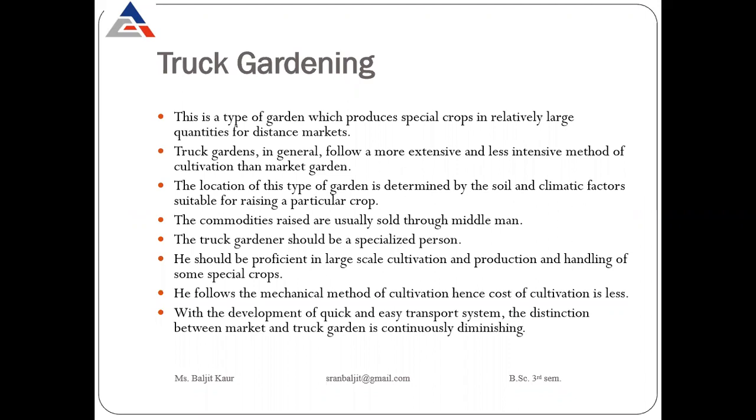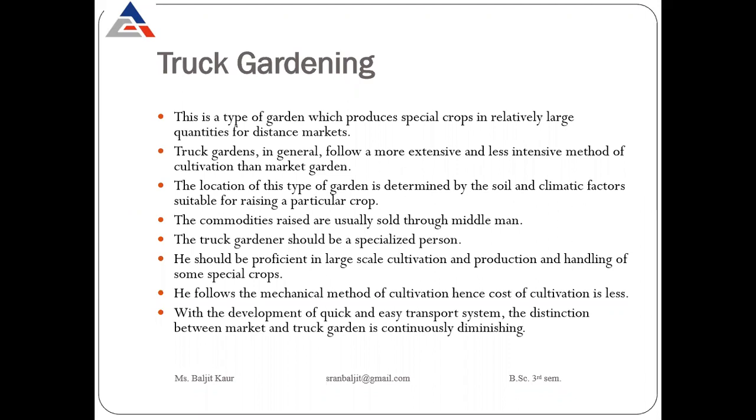So special crops like onions are grown over a large area, and this is then transported to the distant markets, and potatoes are grown over a large area and these are transported, right? So truck gardens in general follow a more extensive and less intensive method of cultivation than market garden, right? So market garden follows an intensive method of cultivation, and truck garden follows an extensive method of cultivation, right? Location of this type of garden is determined by the soil and climatic factors suitable for raising a particular crop.